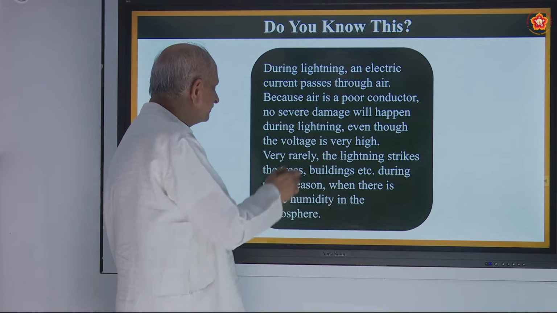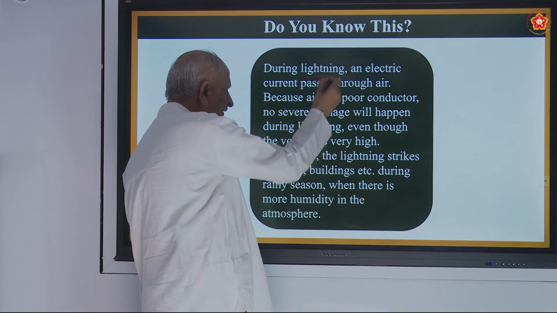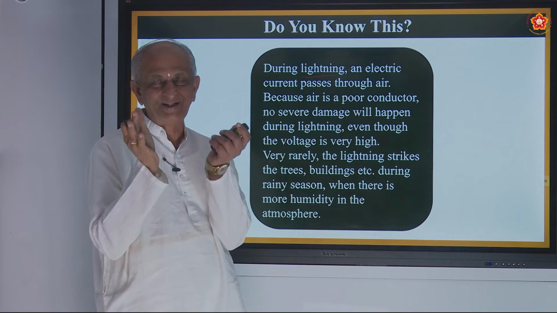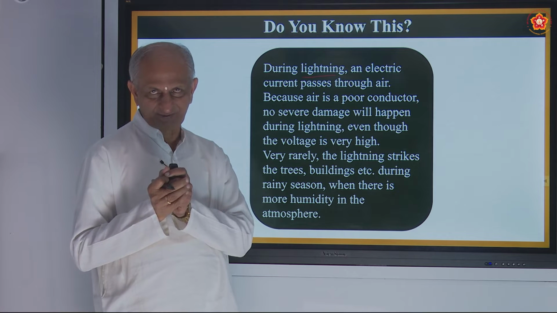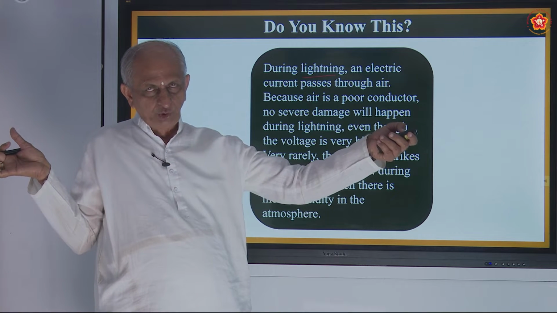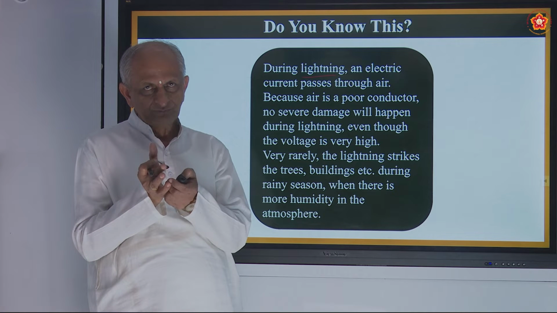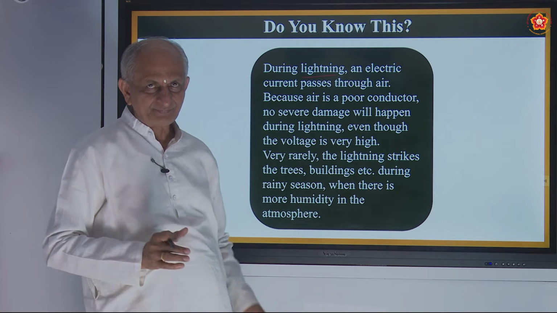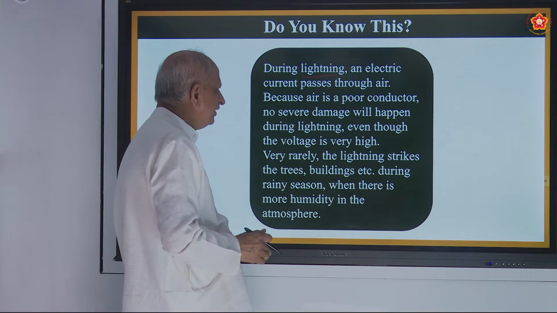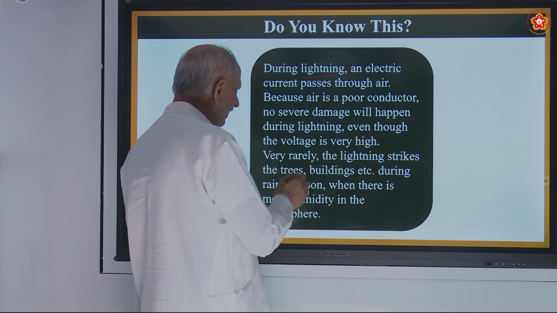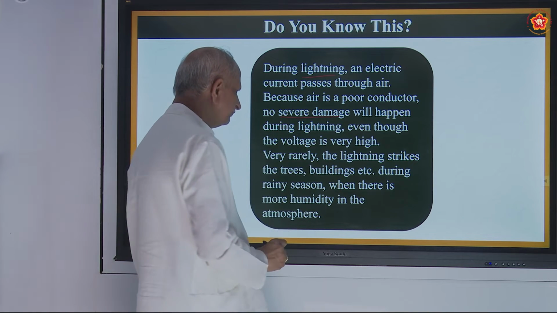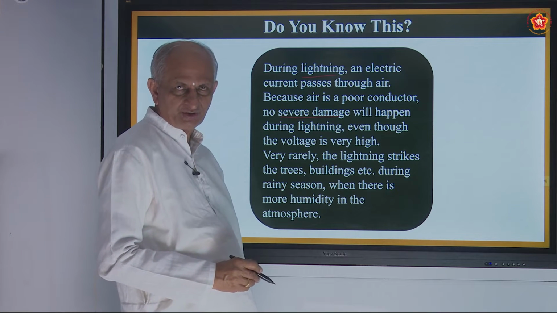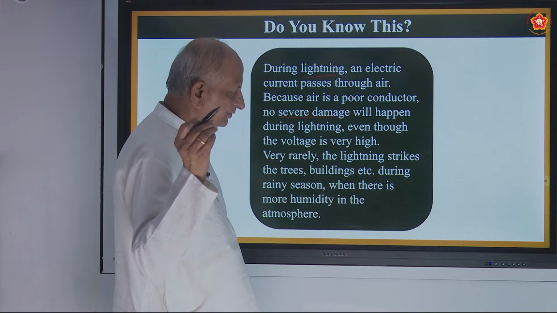So what happens? During lightning, the lightning passes. What is lightning? That is nothing but electric charges, static electric charges. When two clouds of opposite charges come near, plus and minus come near, there will be current, and that current will pass through the atmosphere and it may cause damage. If the voltage is very high, it may cause damage, and it will be about 1 lakh volt.